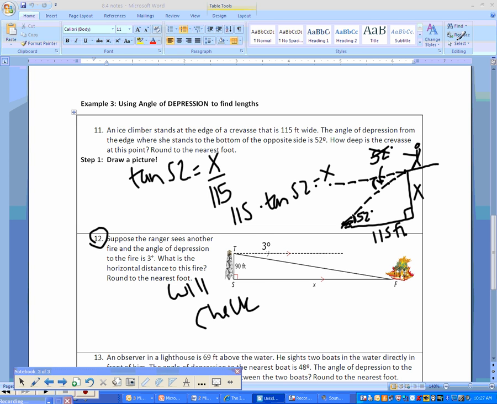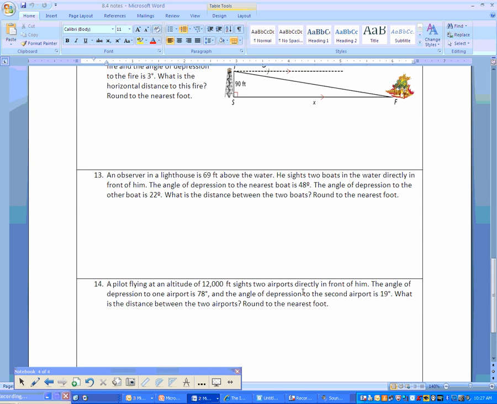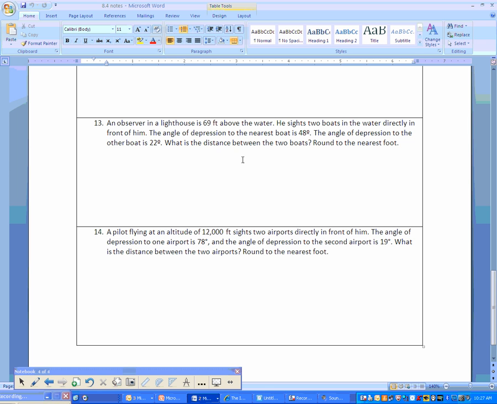And the last type of question I'm going to give you is the hardest type of question I could give you. It's where we have to draw two triangles. We have an observer in a lighthouse 69 feet above the water. That's important. Okay, so here's my lighthouse. Yeah, it's a little tilted, sorry. I know it's 69 feet. Okay, 69. This is my lighthouse.